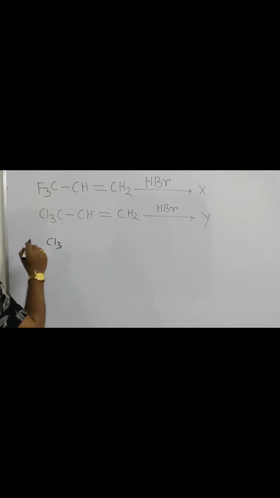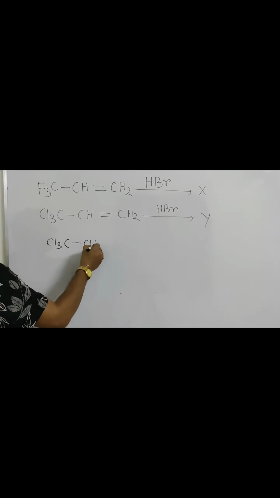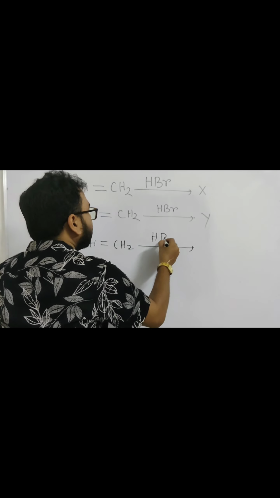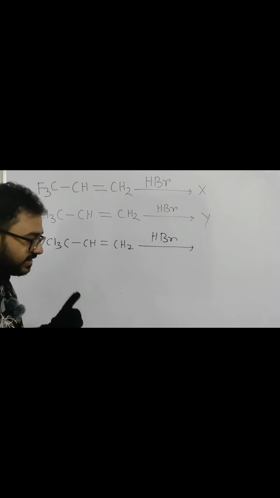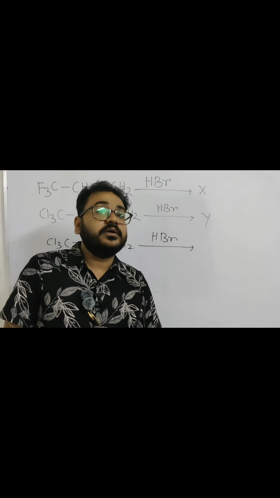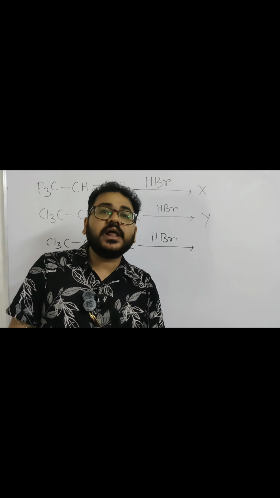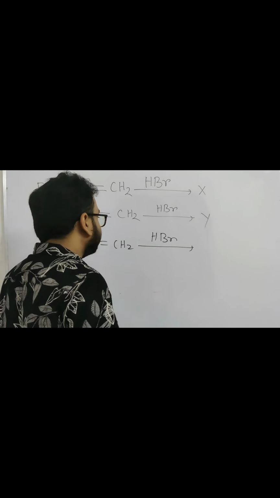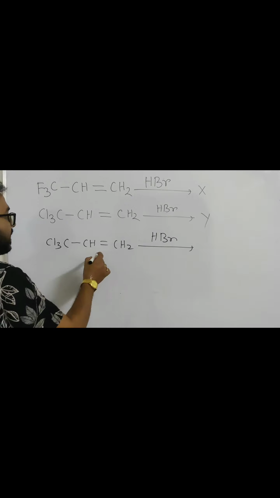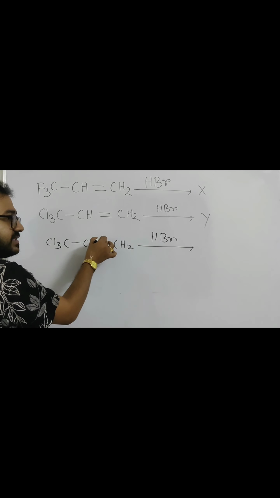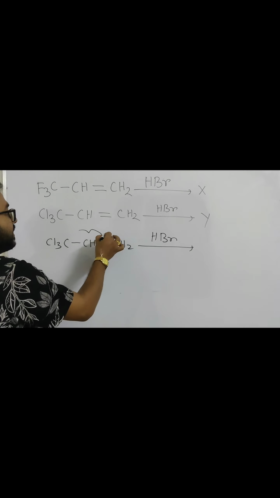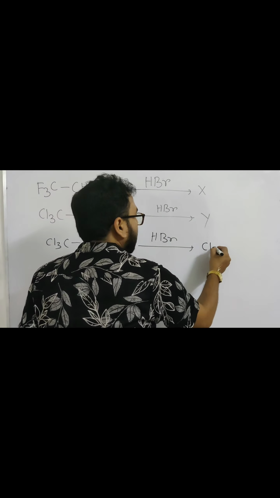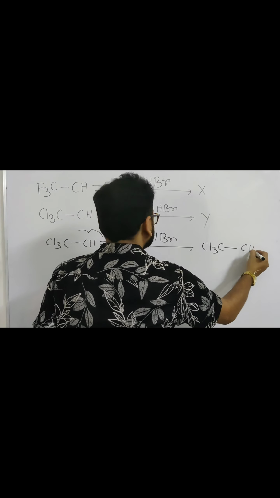That is Cl3C-CH=CH2 reacting with HBr. In this case the reaction will follow radical mechanism over ionic mechanism. Why? I will tell that later. First understand the mechanism. Since this is a radical mechanism, homolytic cleavage will take place and we will get this.